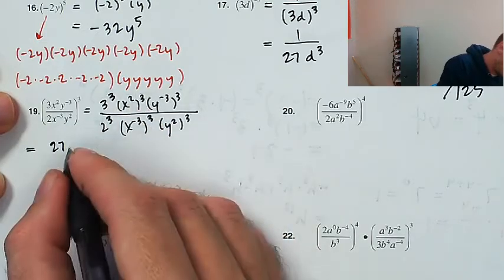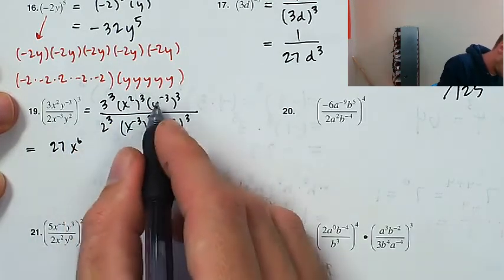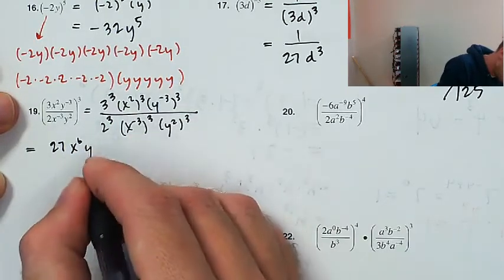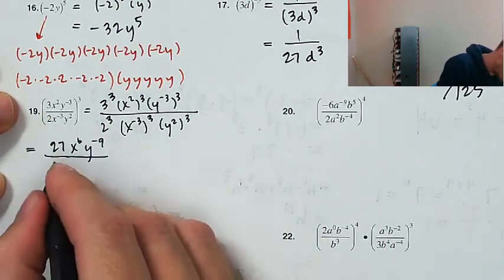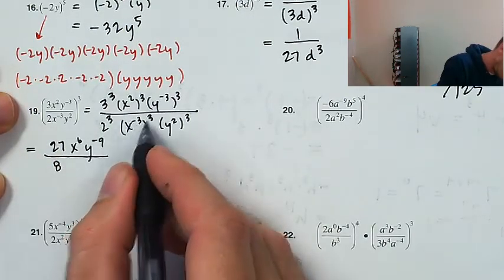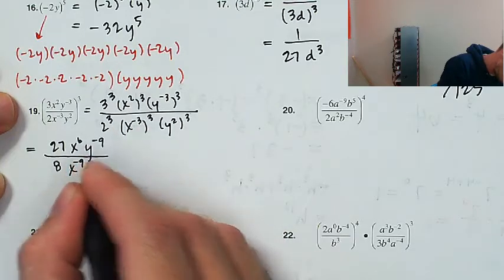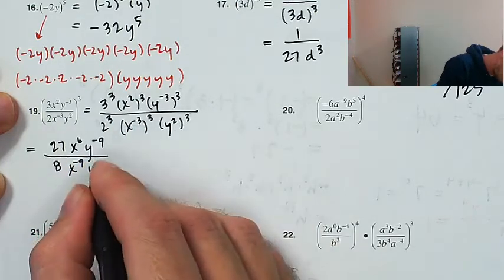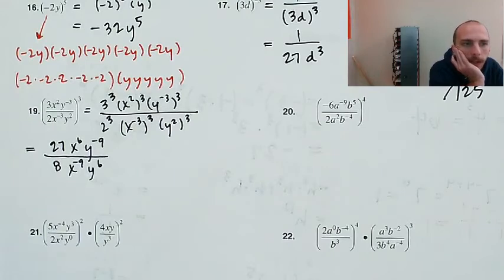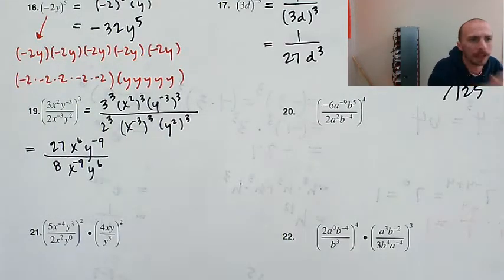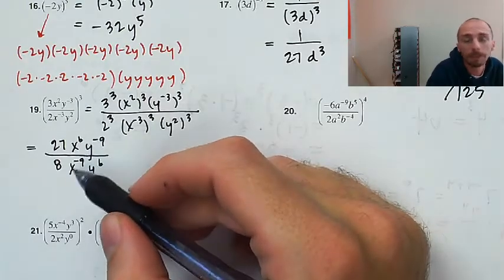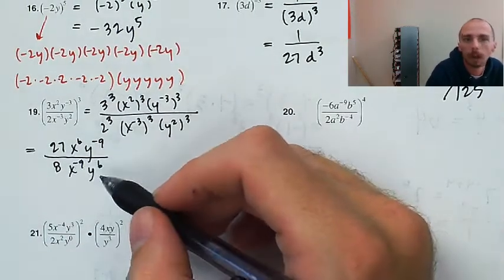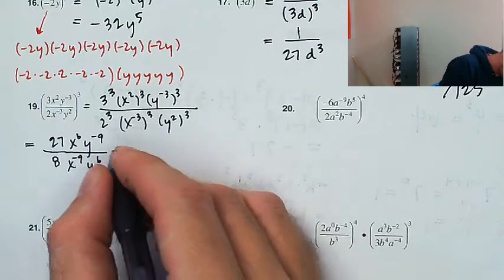X squared cubed, I multiply the exponents. Y to the negative 3 cubed. And divided by 8. X to the negative 9. Y to the 6th. And maybe I'll deal with the negative exponents now, right? Now you could just be like, wait a second, x to the 6th, x to the negative 9, that's going to be x to the 6 minus negative 9, which is x to the 15. Great. If you see it that way, you do it that way. Okay, but maybe you don't.